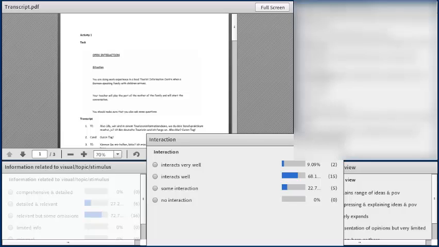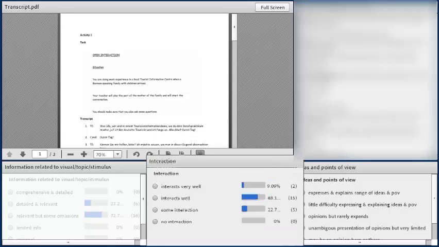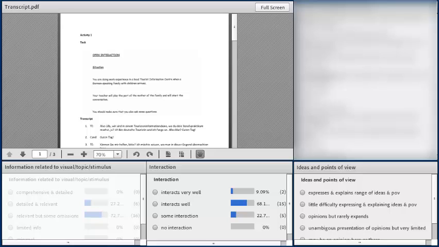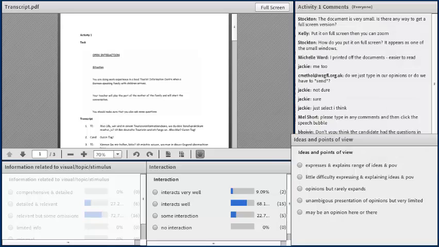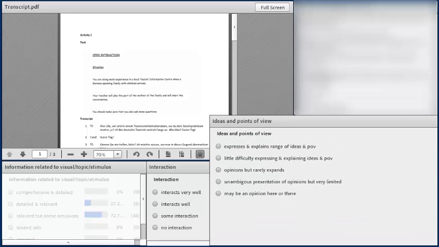Can we go to the third poll, please, Mel, which is about ideas and points of view. If you could expand that one for me as well. Okay, I'll broadcast the results for you there.